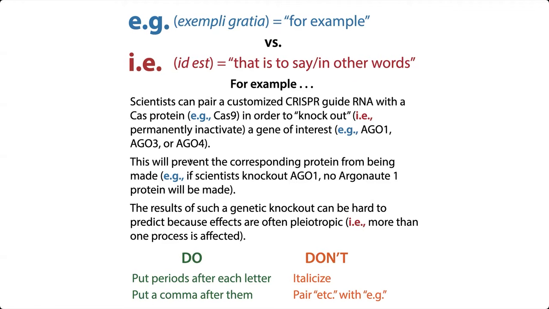I have not italicized them, and I haven't used etc. with e.g. Some people might think that they need to put etc. after AGO1, AGO3, or AGO4, or whatever your list is if you have a list after your e.g. But e.g. indicates that these are only some examples and that there are others.